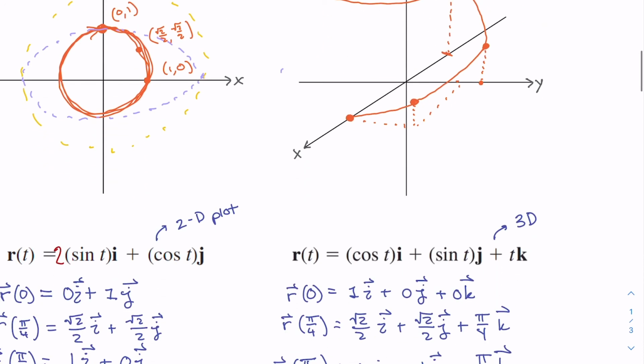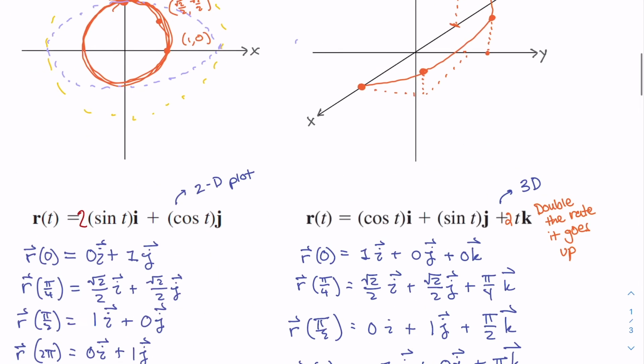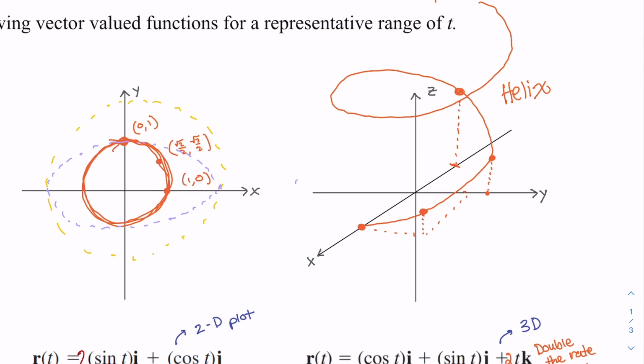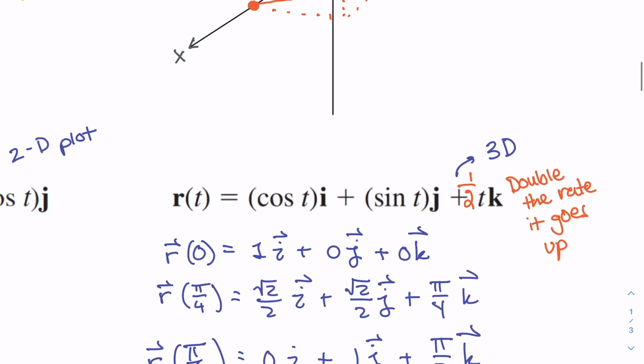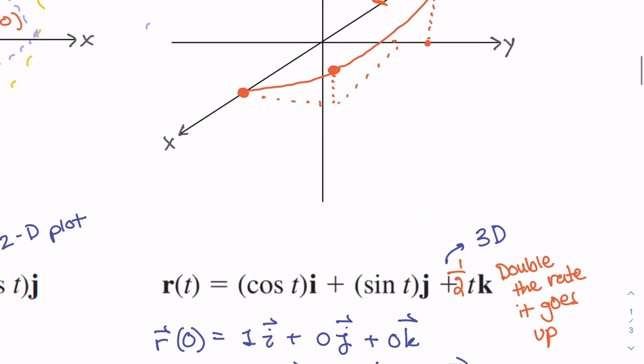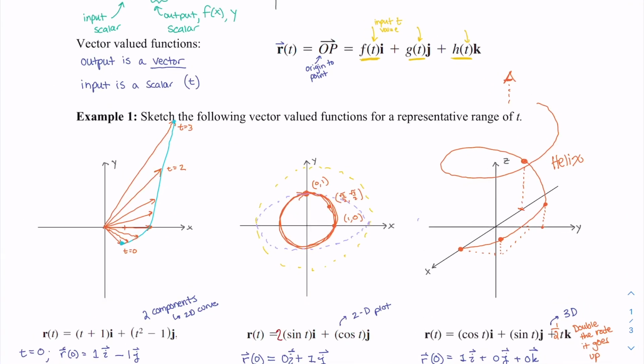Some transformations of this one that you should know are that if we did 2tk, this would double the rate it goes up. So in this case, it would be like stretching the spring twice as wide. Similarly, if we did one half t, it would compress the helix twice as much. So it would take this spring and compress it by a factor of 2. So those are some transformations that you can do with the helix.